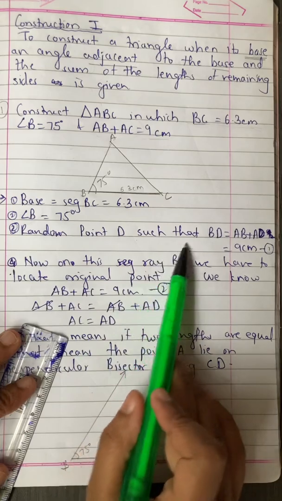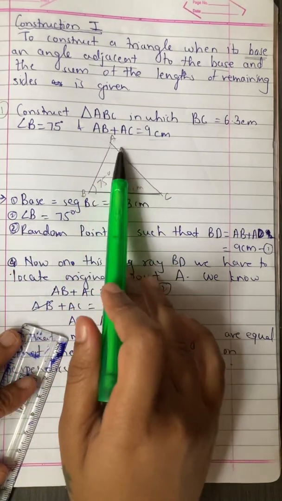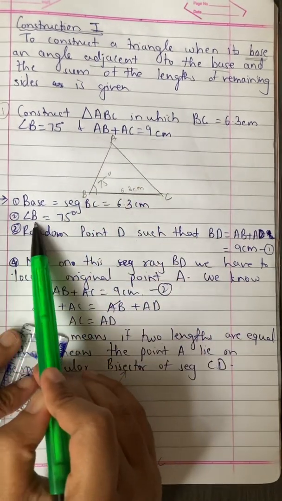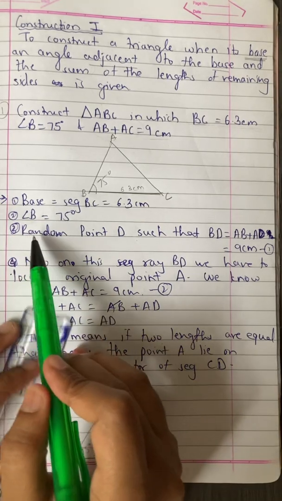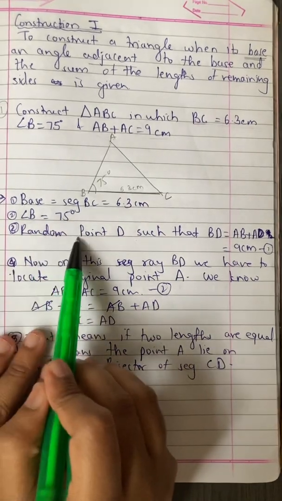Now how to draw or construct the actual triangle starts from point 3. Now pay attention to point 3. You have to take a random point D.